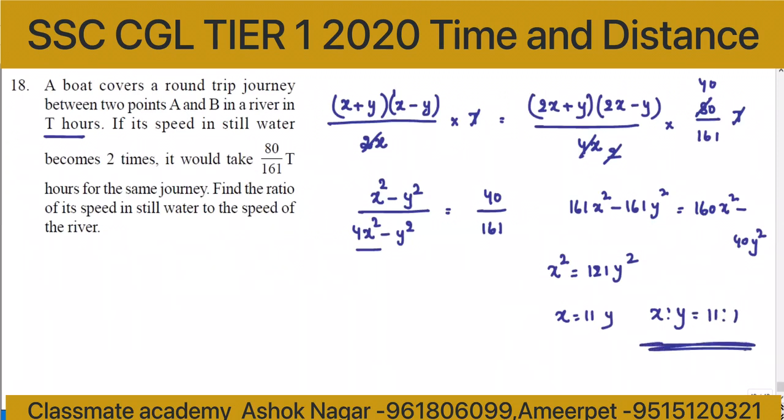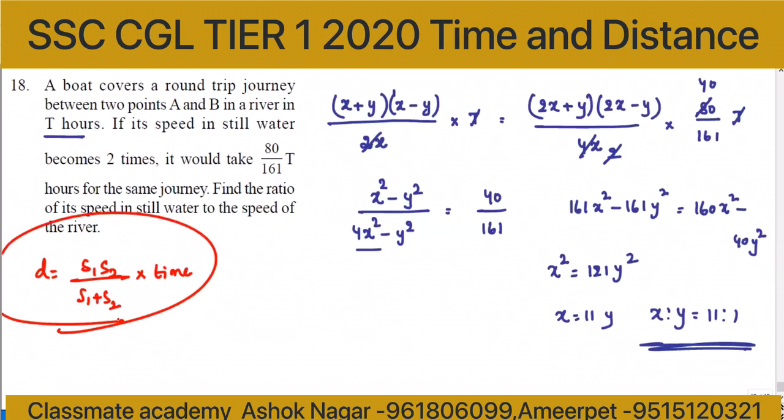11 is to 1. The formula used: distance is equal to S1 S2 by S1 plus S2 into time. Total time this is. Is that clear? Answer is 11 is to 1.